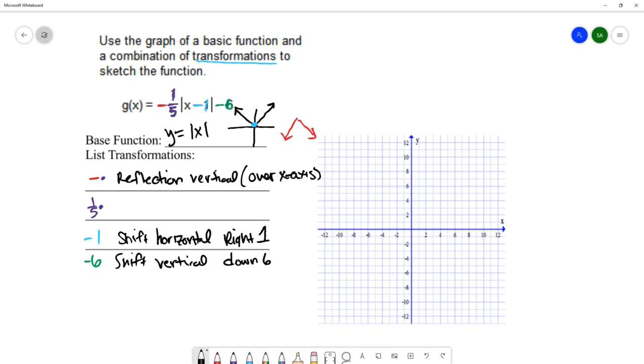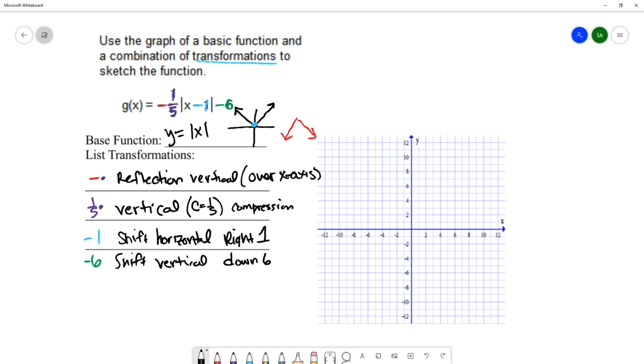So this is going to be vertical because the number is outside of the absolute value. And then when we focus on what that number is, the number is a 1/5. The fact that that number is a 1/5, which is less than 1, means that this is going to be a compression. A vertical compression by 1/5.